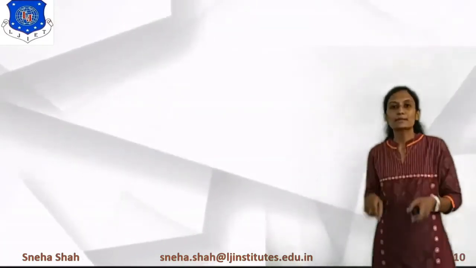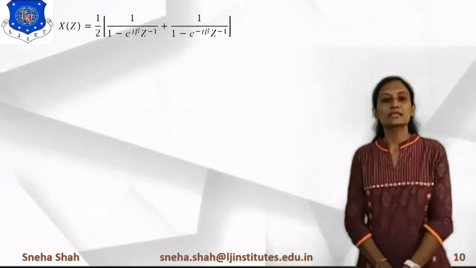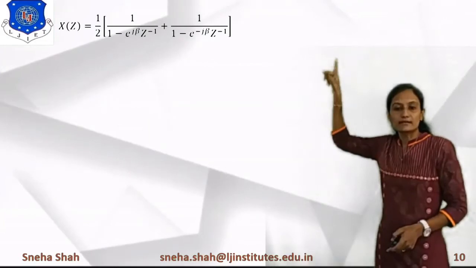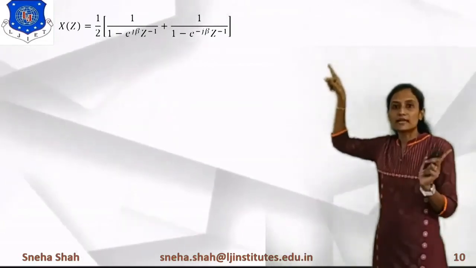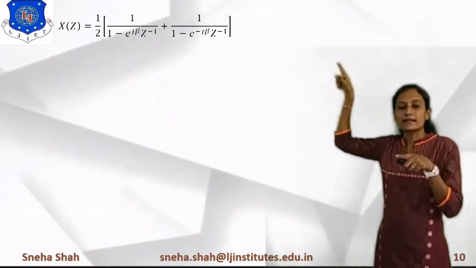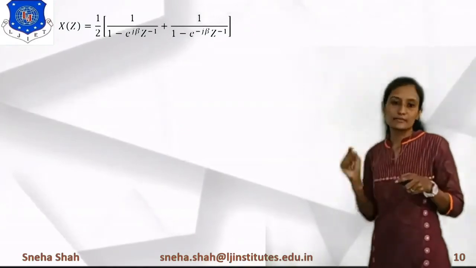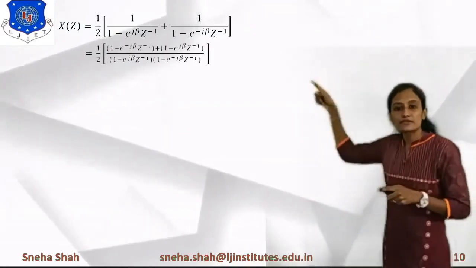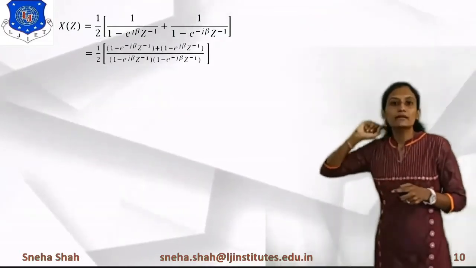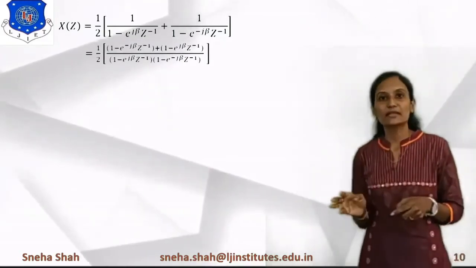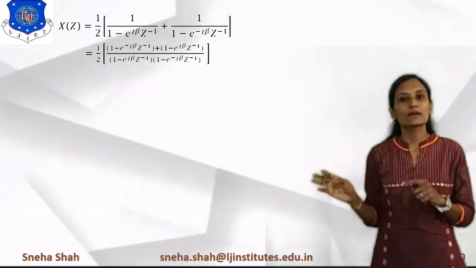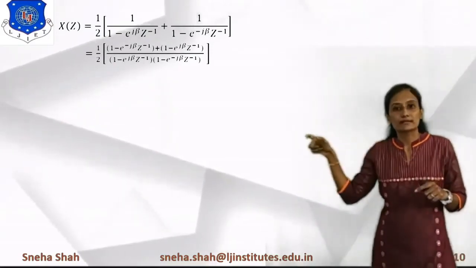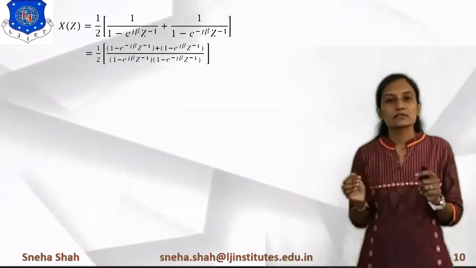Now we are cross multiplying these two terms. So the next step is 1 by 2. This step I have written in repeated form, because from the last step we can't take it directly. Now I am cross multiplying these terms. So it will give you the answer like this: 1 minus e raised to minus j beta z inverse plus 1 minus e raised to j beta z inverse, divided by these two factors multiplied by each other.